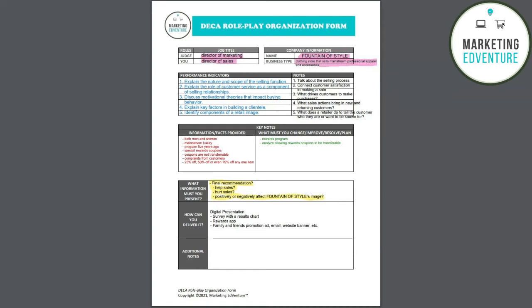And then the bottom part, it says, what information must you present? So you must present a final recommendation. So the director of marketing is asking you, the director of sales, to present an analysis with your final recommendation. And what is that analysis going to be over? It's going to be, does sharing or making the coupons transferable help sales?